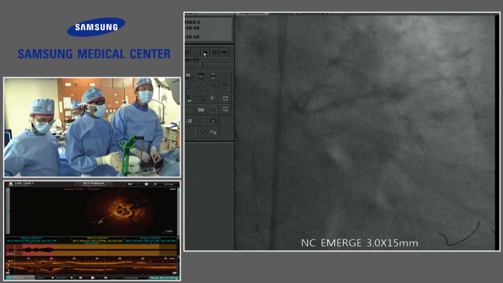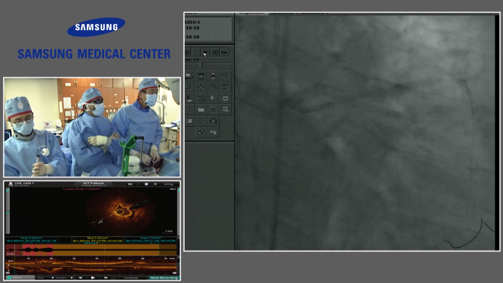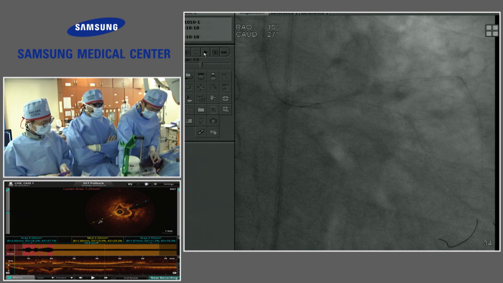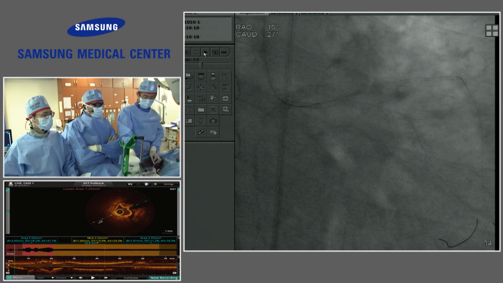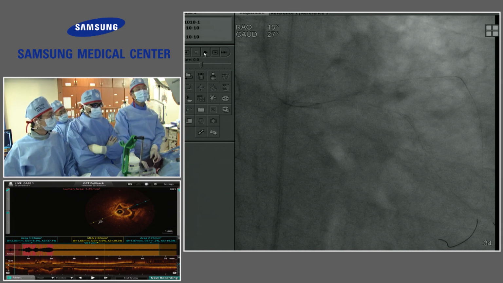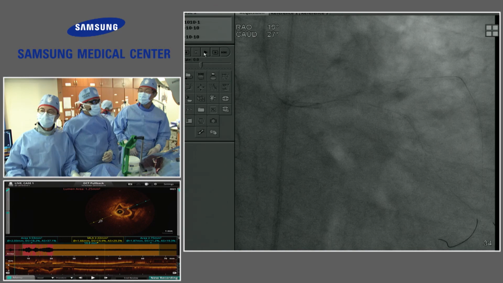Okay, more secure. Dr. Kwon, because of time limitations, thank you for showing us a great bailout case, and then we will let you finish polishing up the left main bifurcation. Thank you for your contribution, and congratulations on your results.